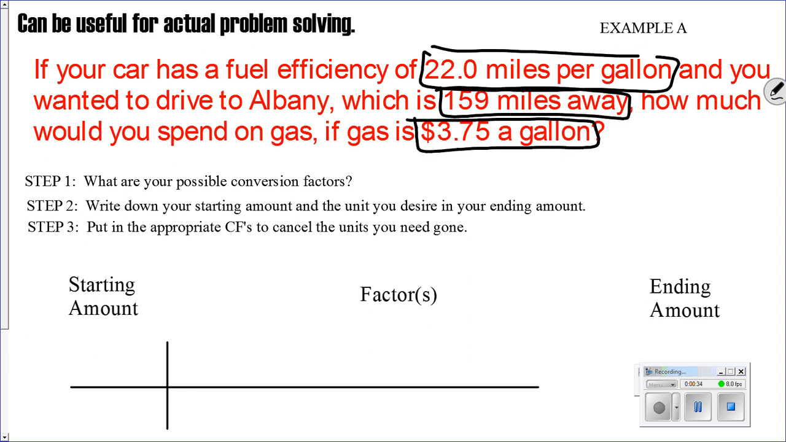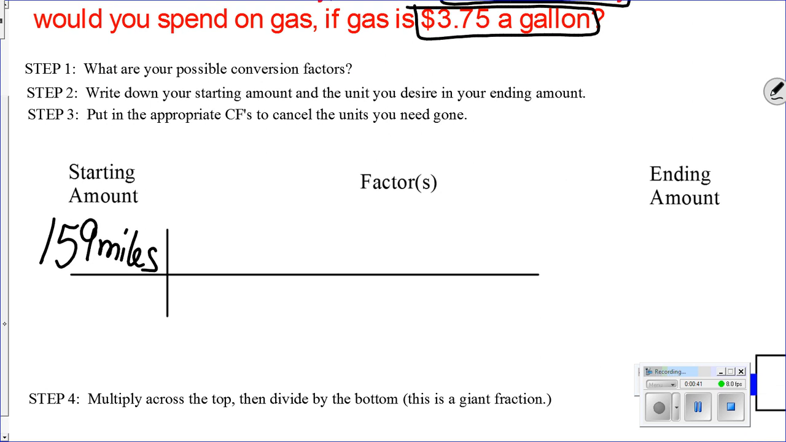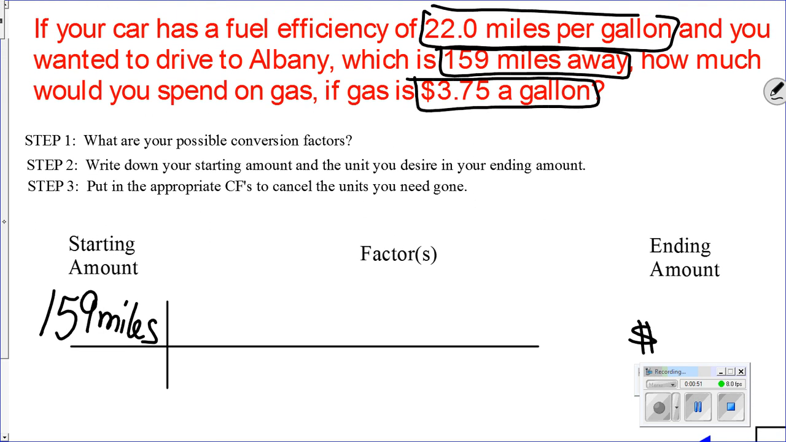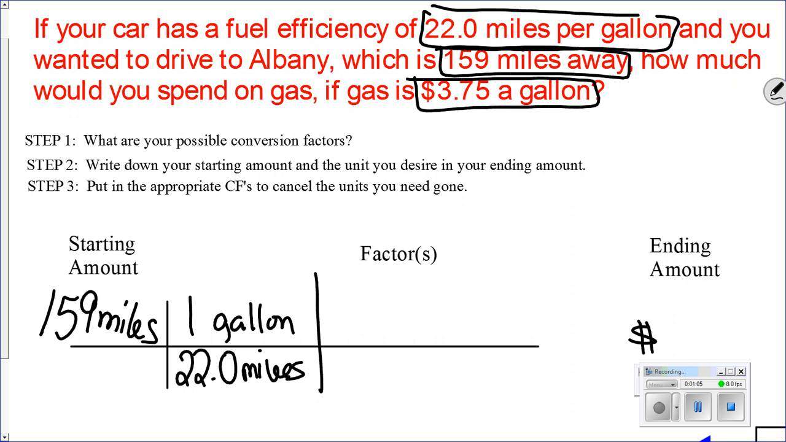So our starting amount is going to be our 159 miles. Our ending amount, what we want our answer to actually come out in, is going to be money. So what I like to do is just say to myself, okay, I need to get rid of miles. So the 22 miles per gallon is the conversion factor that I'm going to use. I'm going to have to put miles on the bottom, and then I'm going to have to put my 1 gallon on top. So this will allow me to cancel miles.